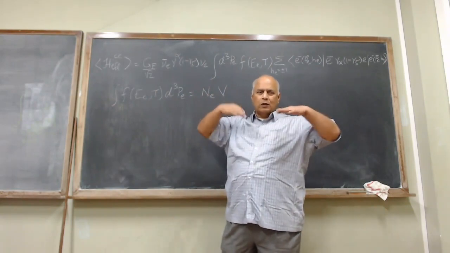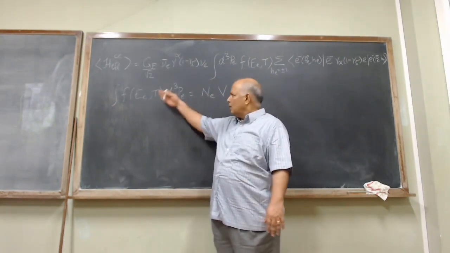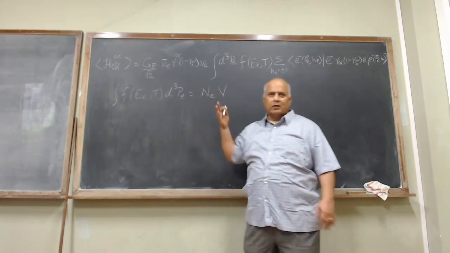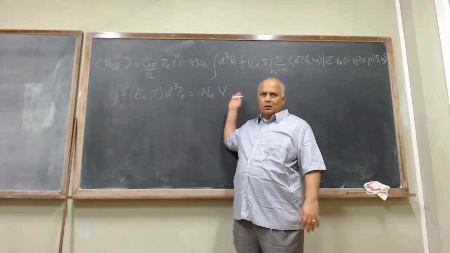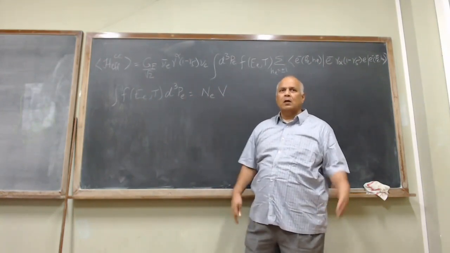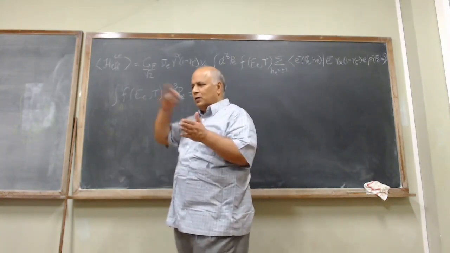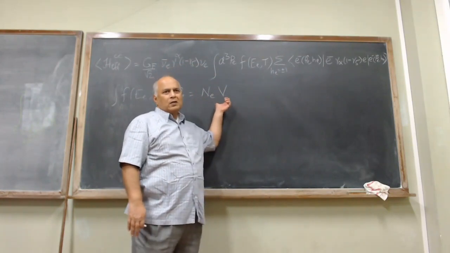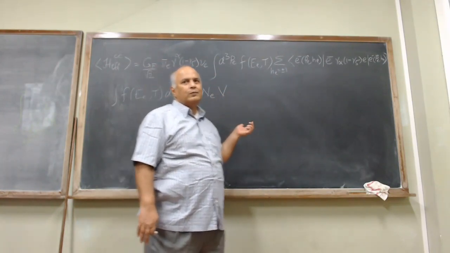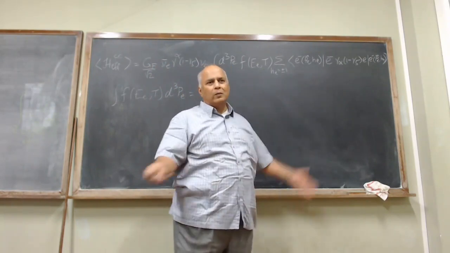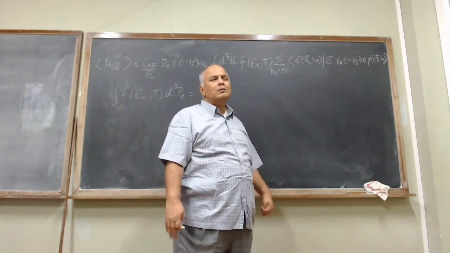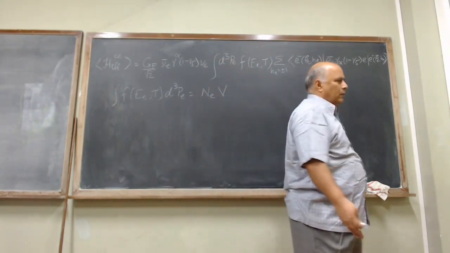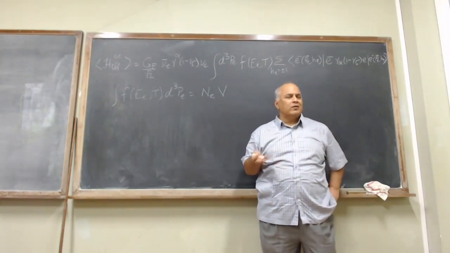When you did elements of solid state physics, this is the function that you would consider, and the function is normalized to something like this. When you integrate over that function, you get the number density of electrons times the volume, which is equal to the total number of electrons. Why are we considering temperature? Because the Fermi function is usually a function of temperature.